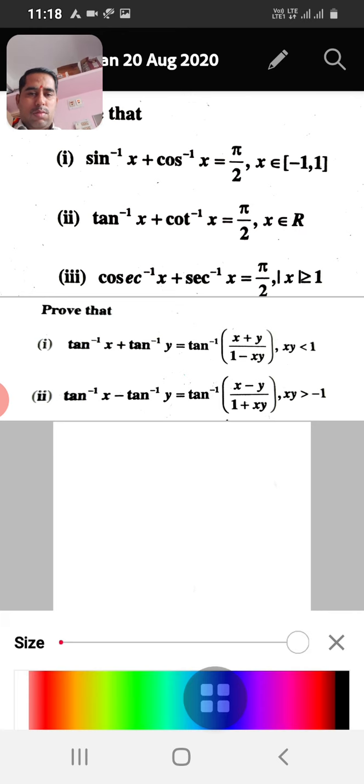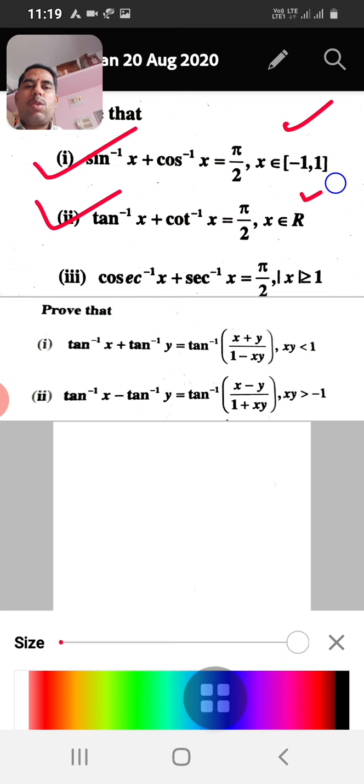See here, what are the properties here? Prove that sin inverse x plus cos inverse x is equal to pi by 2, where x belongs to the principal value branch minus 1 comma 1. And second one is tan inverse x plus cot inverse x is equal to pi by 2, where x is a real number, x belongs to real numbers. Similarly, cosecant inverse x plus secant inverse x is equal to pi by 2, mod x is greater than or equal to 1. These are the restrictions. So these are the first three properties which I am going to prove in this class.